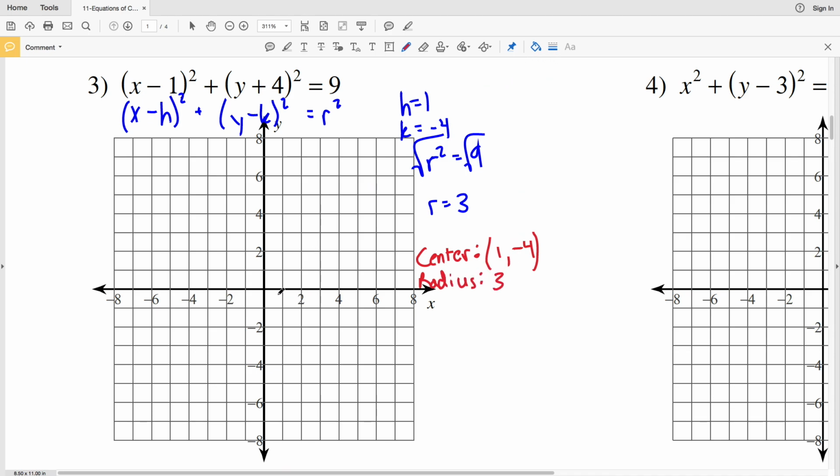Plotting 1, negative 4, with a radius of 3, that means if I drew a straight line 3 above, 3 to the right, 3 straight down, and 3 to the left, those would be points all along the edge of my circle, and then I'll connect those edge points. And that's my center, radius, and sketched circle in number 3.